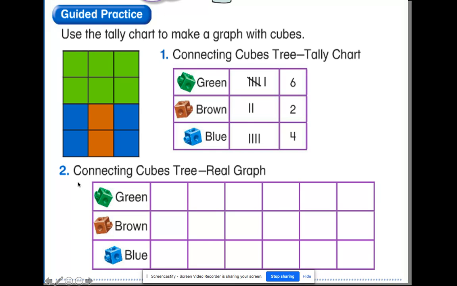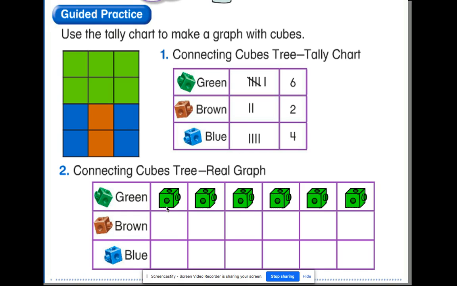So let's take a look at putting together our own graph using cubes. Now, again, I know you don't have cubes at home, so you would just be drawing in little rectangles or circles. So we know that the green cubes are represented by a total number of 6, right? If I look at my picture, I can count out 6 or just look at my tally chart. So I want to represent that in my own graph. I want to show 6 cubes. So let's do that. Count with me. 1, 2, 3, 4, 5, 6 green cubes.